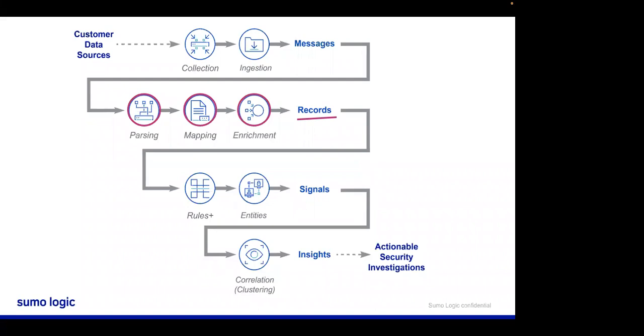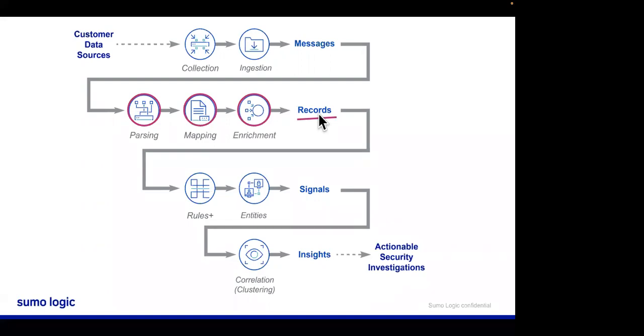We'll also enrich this information. We will automatically take that IP information and that domain name or whatever, and we'll look it up in CrowdStrike to see if there are any known threats associated with that domain name or that IP address. So the process that happens here, as we come out of this, we parse, we map, and we enrich, that then takes these messages and turns them into records.